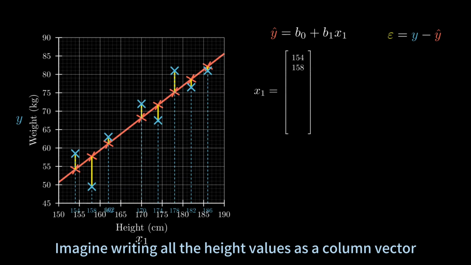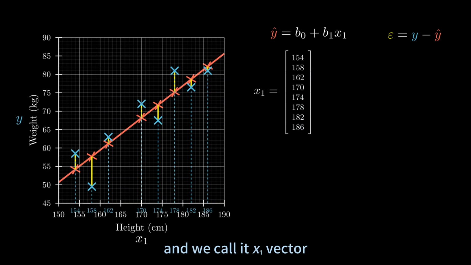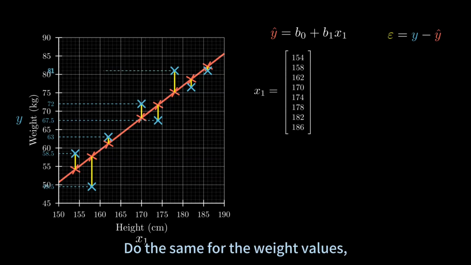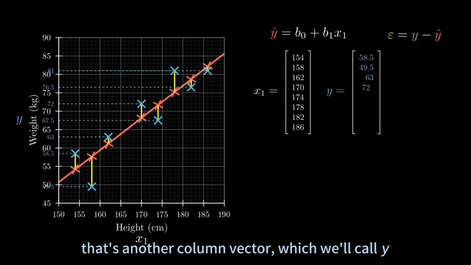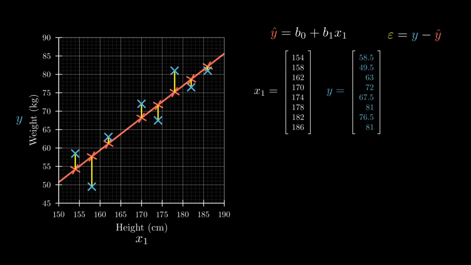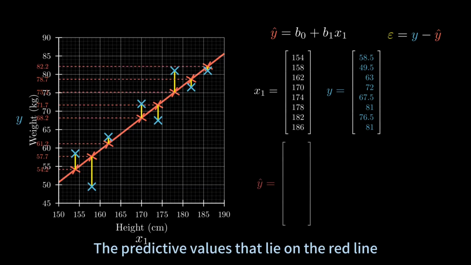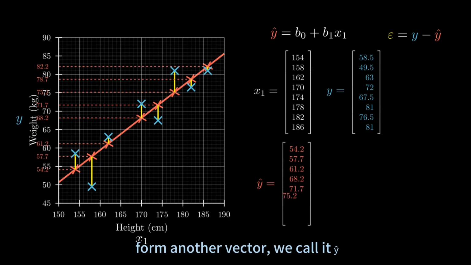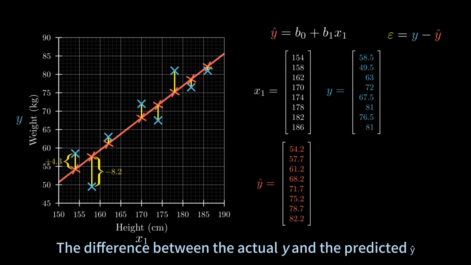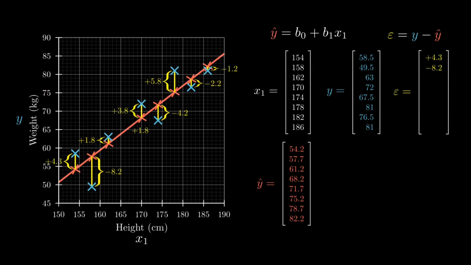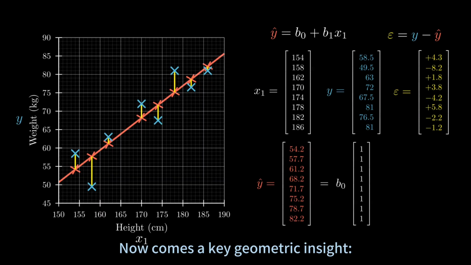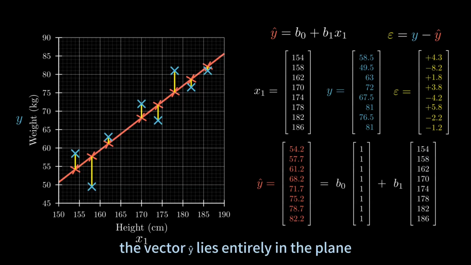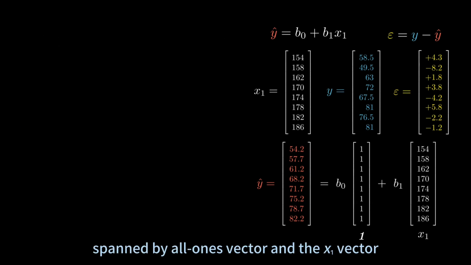Imagine writing all the height values as a column vector, and we call it x1 vector. Do the same for the weight values, that's another column vector. We call it y. The predicted values that lie on the red line form another vector, we call it y-hat. The difference between actual y and the predicted y-hat gives us the residual vector, epsilon. Now comes a key geometric insight. The vector y-hat lies exactly in the plane spanned by the all 1's vector and x1 vector.